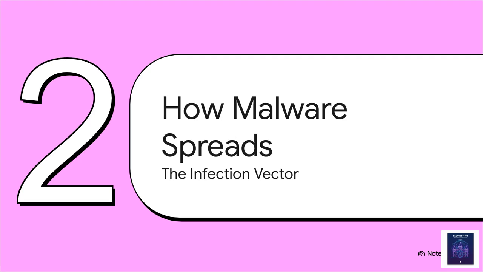Okay, let's tackle that first big question. How does this stuff propagate? How does malware move around? This is all about its infection vector, and you're going to see that there are really three main strategies that pop up again and again.